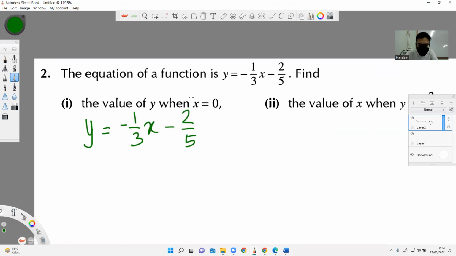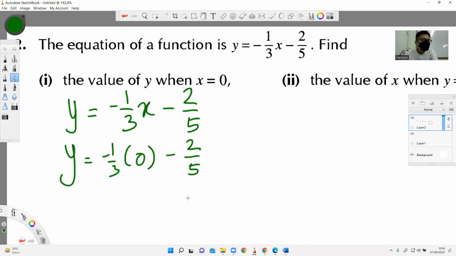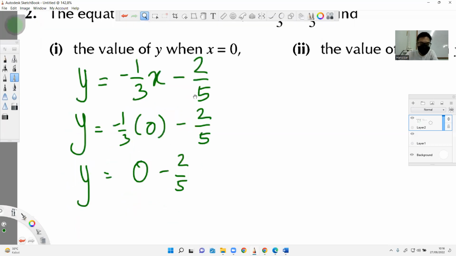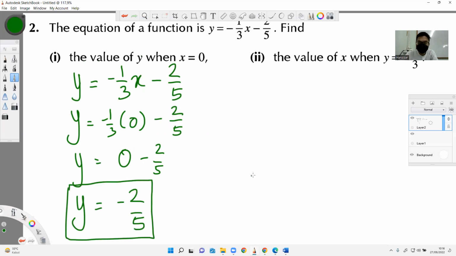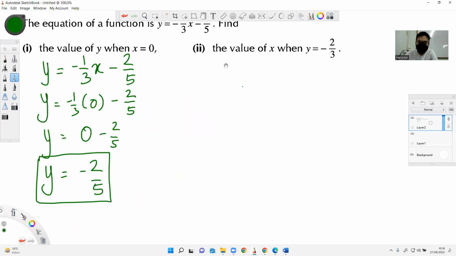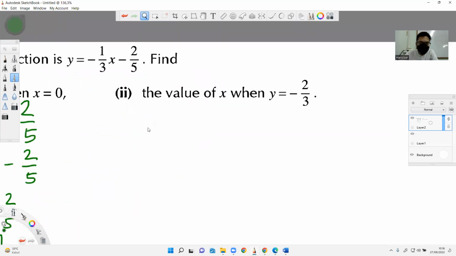Next, you put x as 0 here. So y equals negative 1 over 3 times 0 minus 2 over 5. Get it, guys? Just substitute the letter with the number. What is negative 1 over 3 times 0? It is 0. Then 0 minus 2 over 5, what is it? Negative 2 over 5. It is unchanged, it remains the same. Okay, get the idea? Next, part 2: find the value of x when y equals negative 2 over 3.